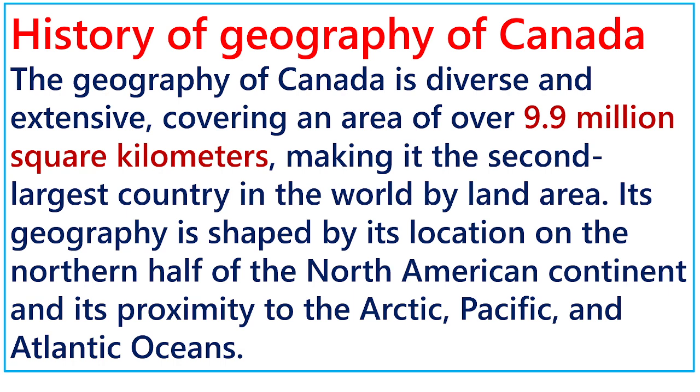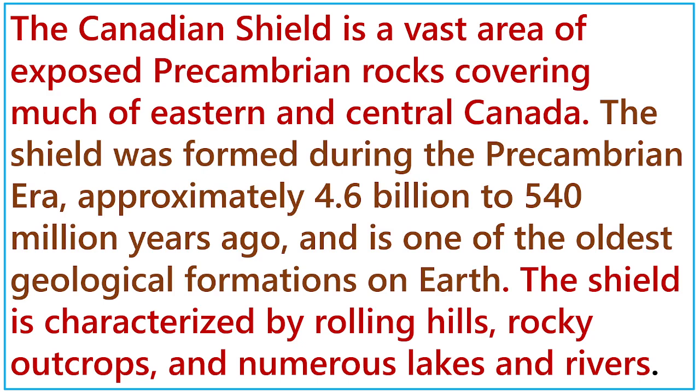History of the geography of Canada. The geography of Canada is diverse and extensive, covering an area of over 9.9 million square kilometers, making it the second largest country in the world by land area. Its geography is shaped by its location on the northern half of the North American continent and its proximity to the Arctic, Pacific, and Atlantic Oceans.